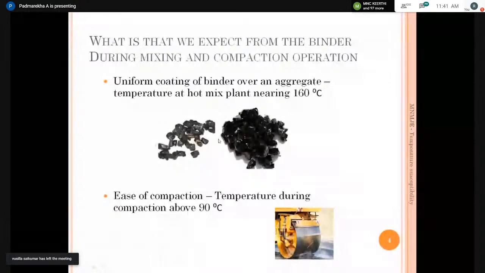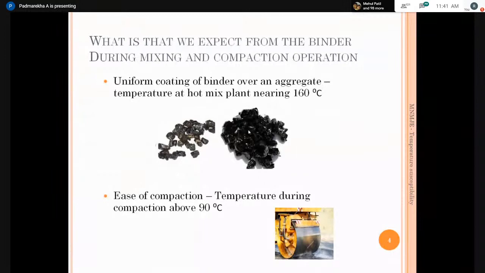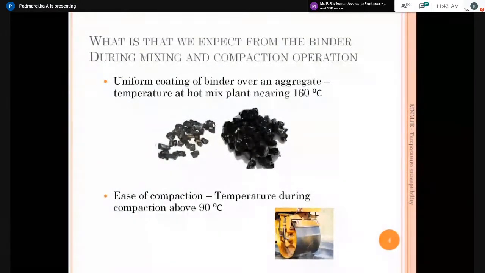when the flow of bitumen is enough to make a thin coating over an aggregate. Generally, this temperature for an unmodified binder will be nearing 160 degrees Celsius. So bitumen should make a uniform coating. We should make a uniform coating over an aggregate during the mixing process.